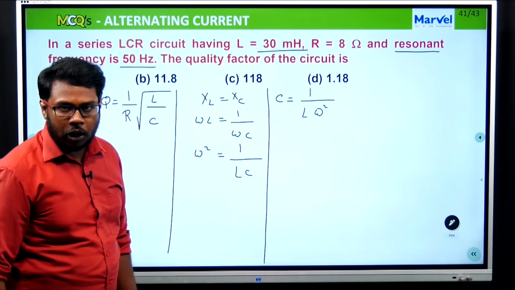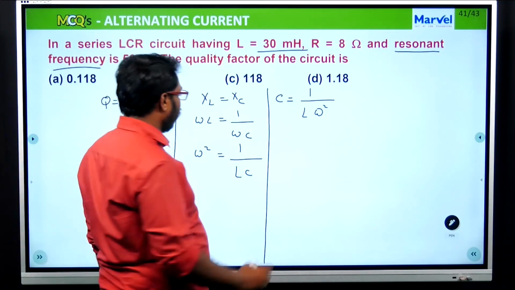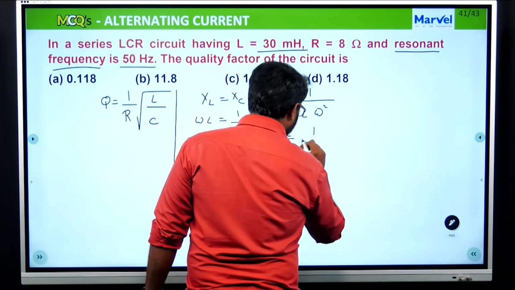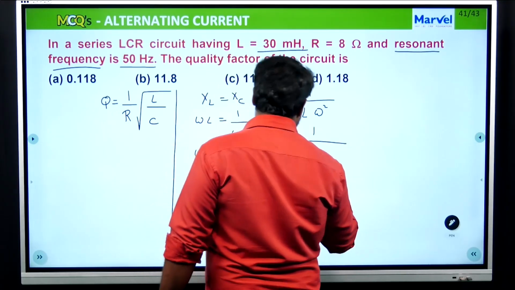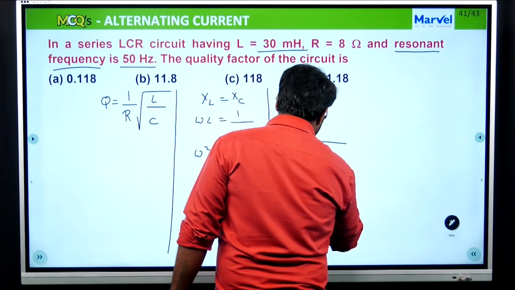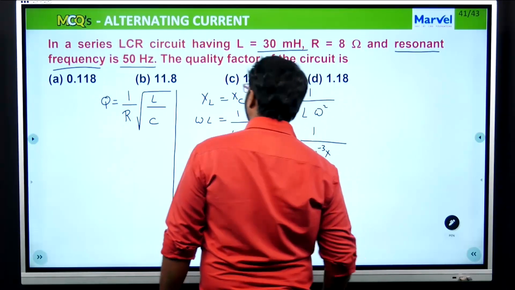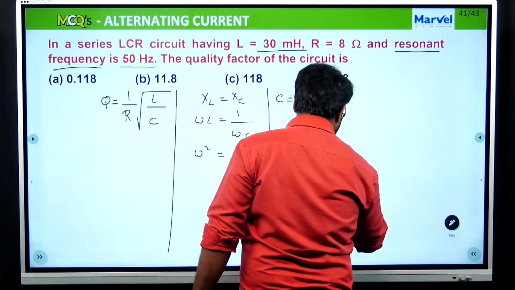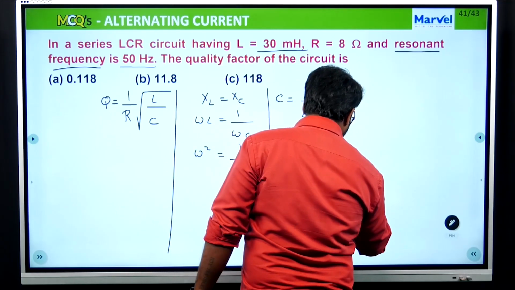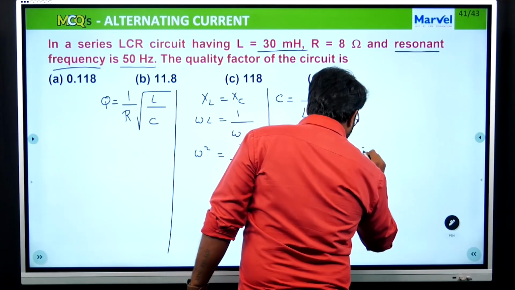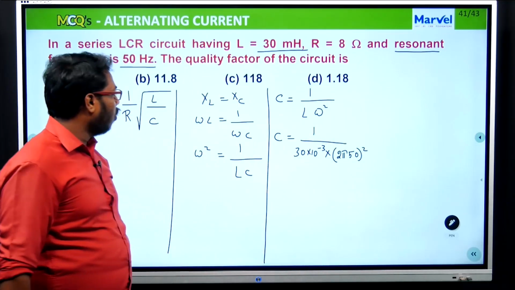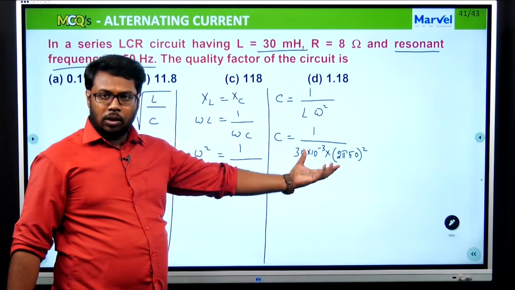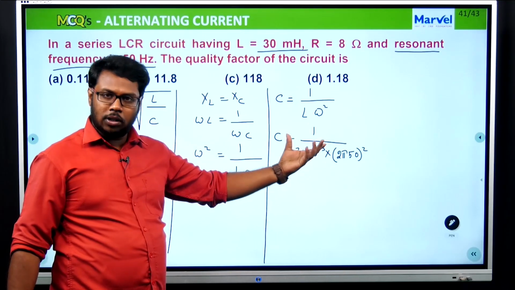Where C is equal to 1 by, what is L here? L is 30 into 10 power minus 3, into, what is omega? Omega is not given, instead 50 hertz is given. So 2 into pi into 50, the whole squared. So this is the value of your C.